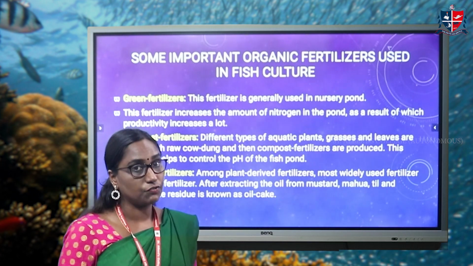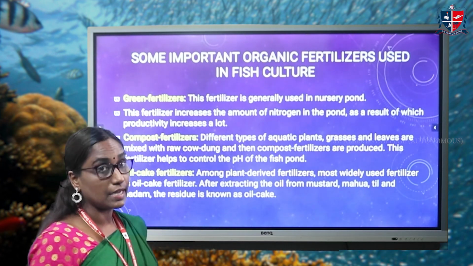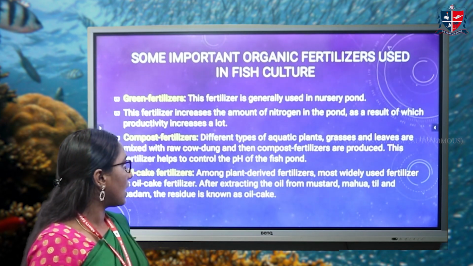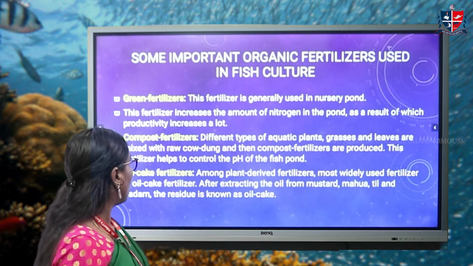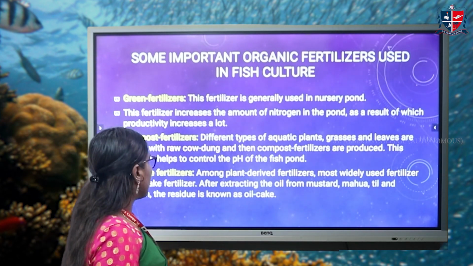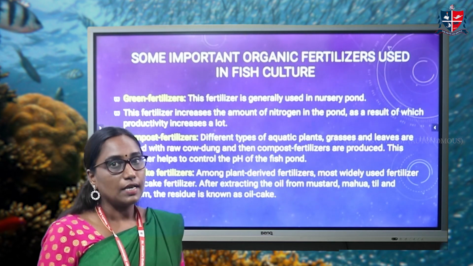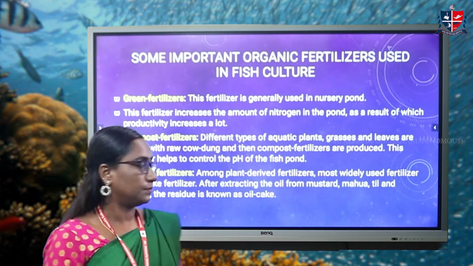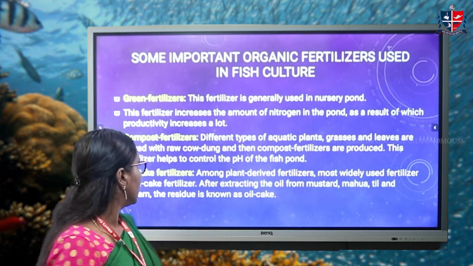First one is green fertilizer. Green fertilizer is generally used in nursery pond. This fertilizer increases the amount of nitrogen in the pond, as a result of which productivity increases a lot. Compost fertilizer: different types of aquatic plants and leaves, etc. are mixed with cow dung, and act as a compost fertilizer. And it controls the pH of the pond.